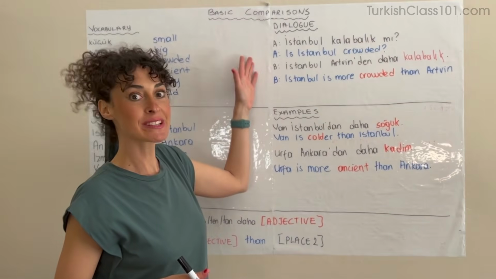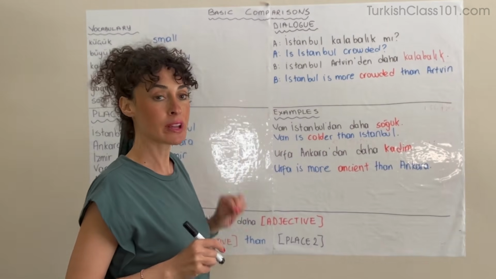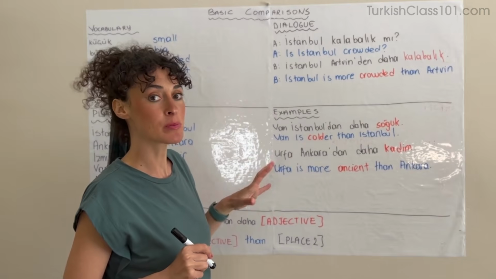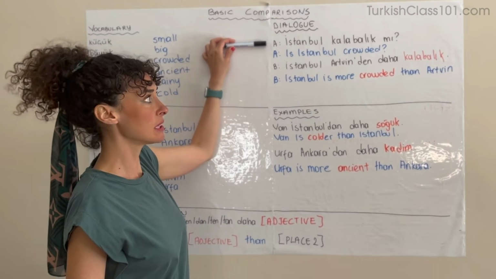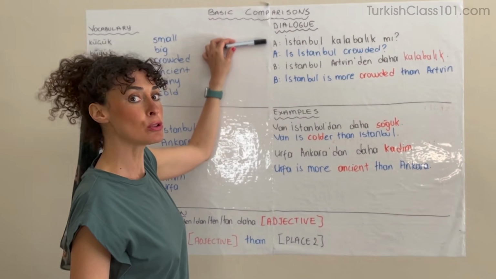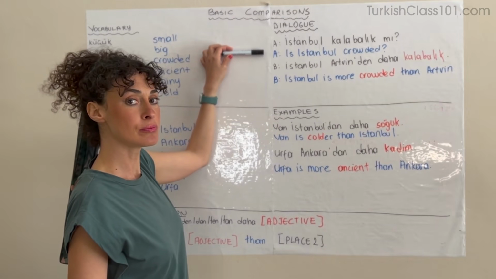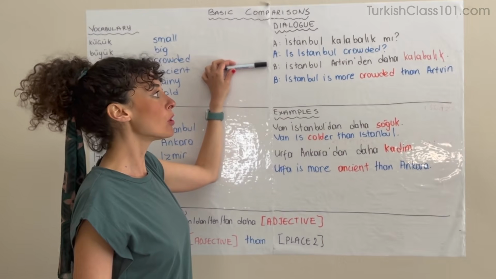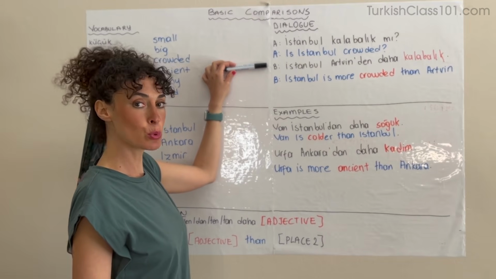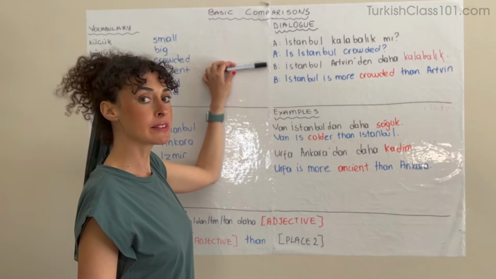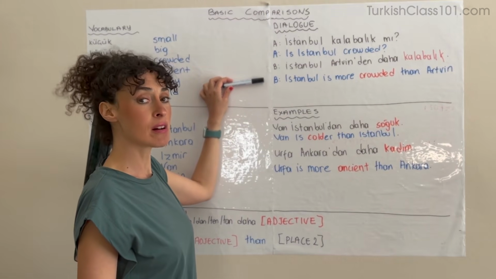Okay, now let's go over the dialogue. When I read the dialogue, I want you to take notice of the adjectives and what comes before the adjectives. İstanbul kalabalık mı? Is Istanbul crowded? İstanbul Artvin'den daha kalabalık. Istanbul is more crowded than Artvin.